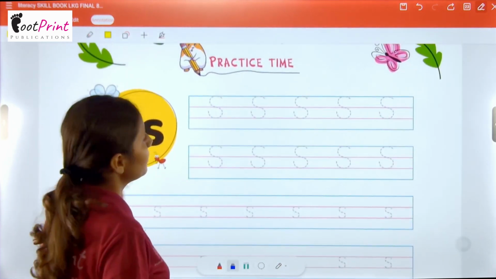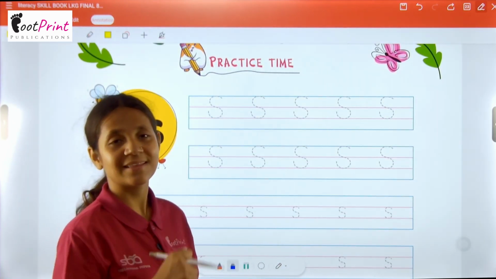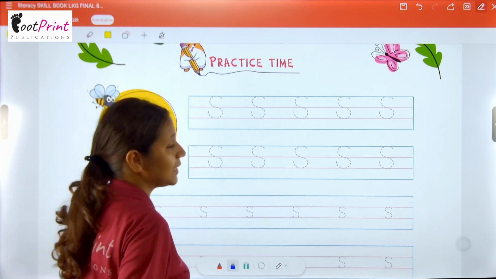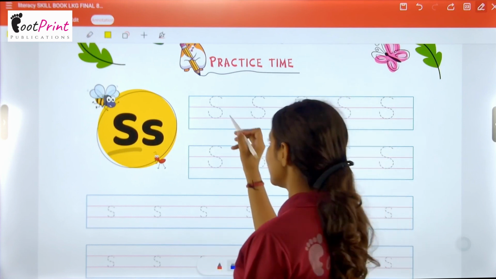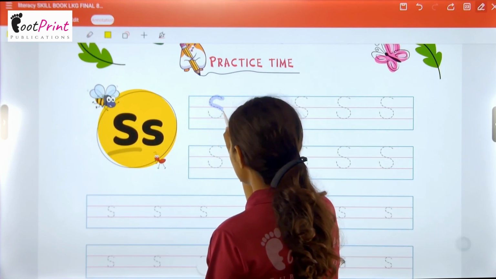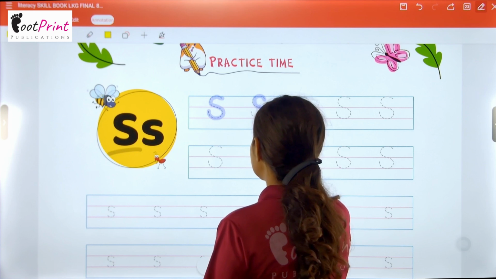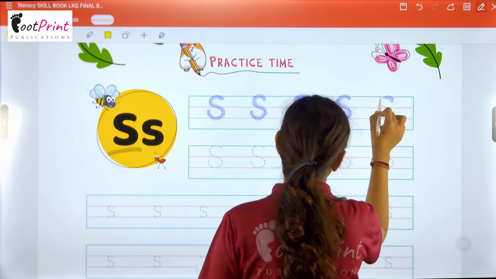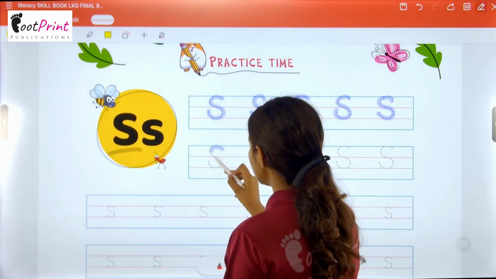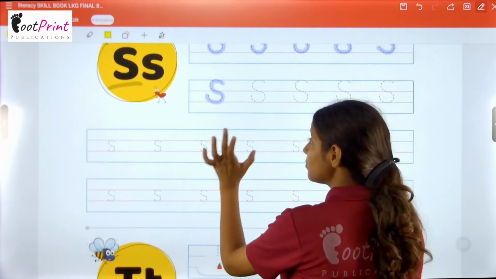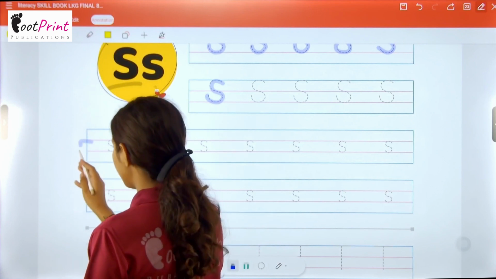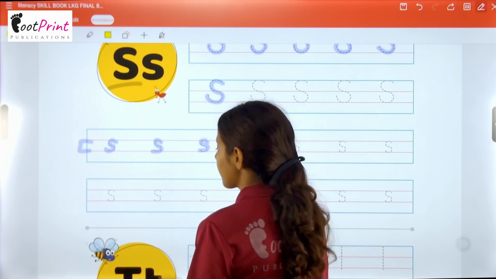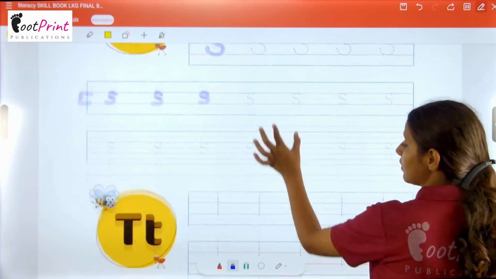Now we have practice time. Let's learn how do we make the letter S and the letter T. Firstly, let's learn how to make the capital S. To make it, we have to make a structure like this. We have to join the dots and trace the pattern, and then we will see that we are making S. Okay? We have to make two curves. Now we have to make the same thing but in between these two pink lines to make it a small s. Small s.